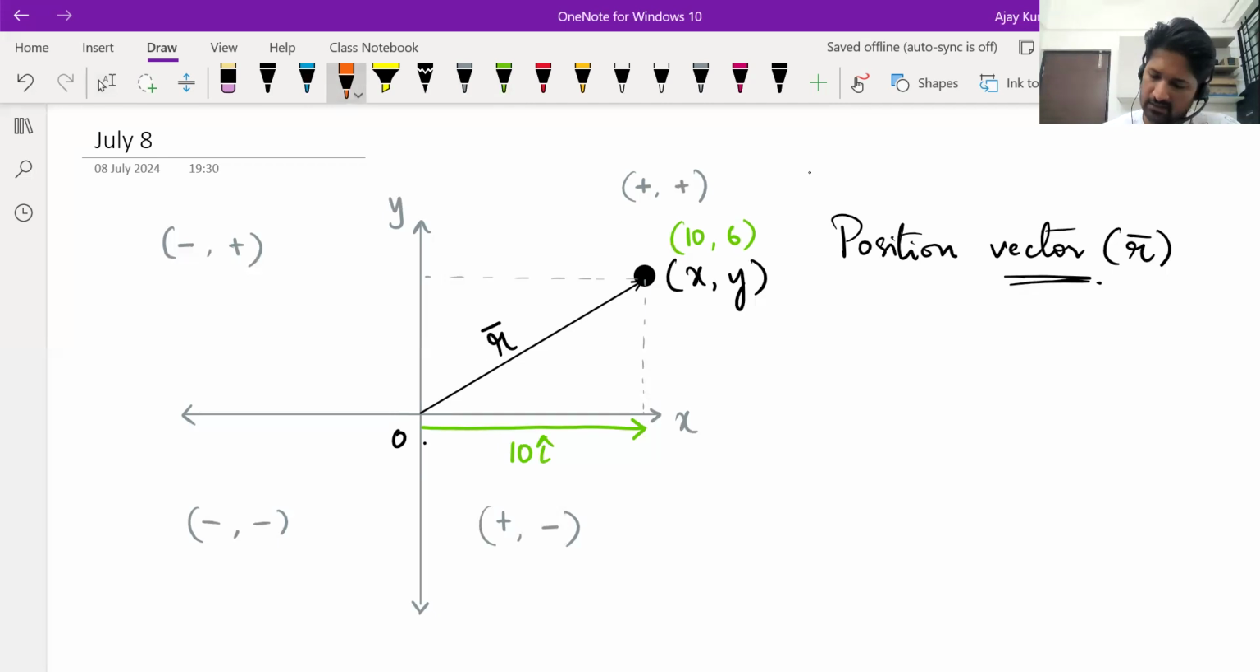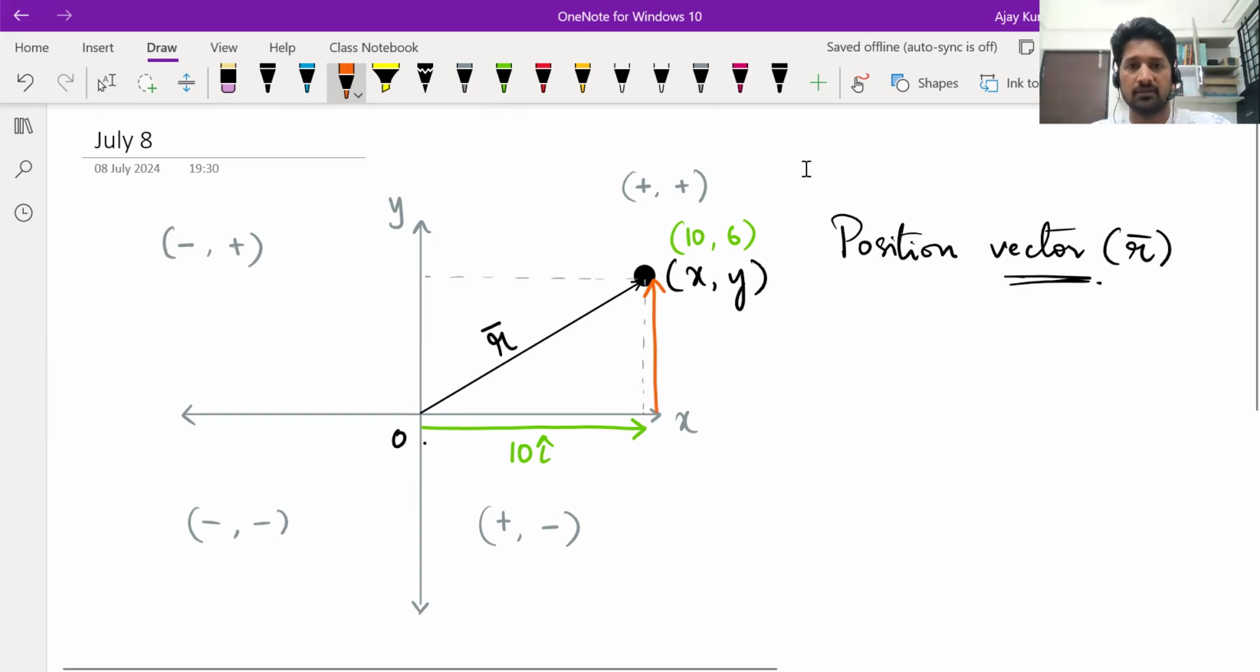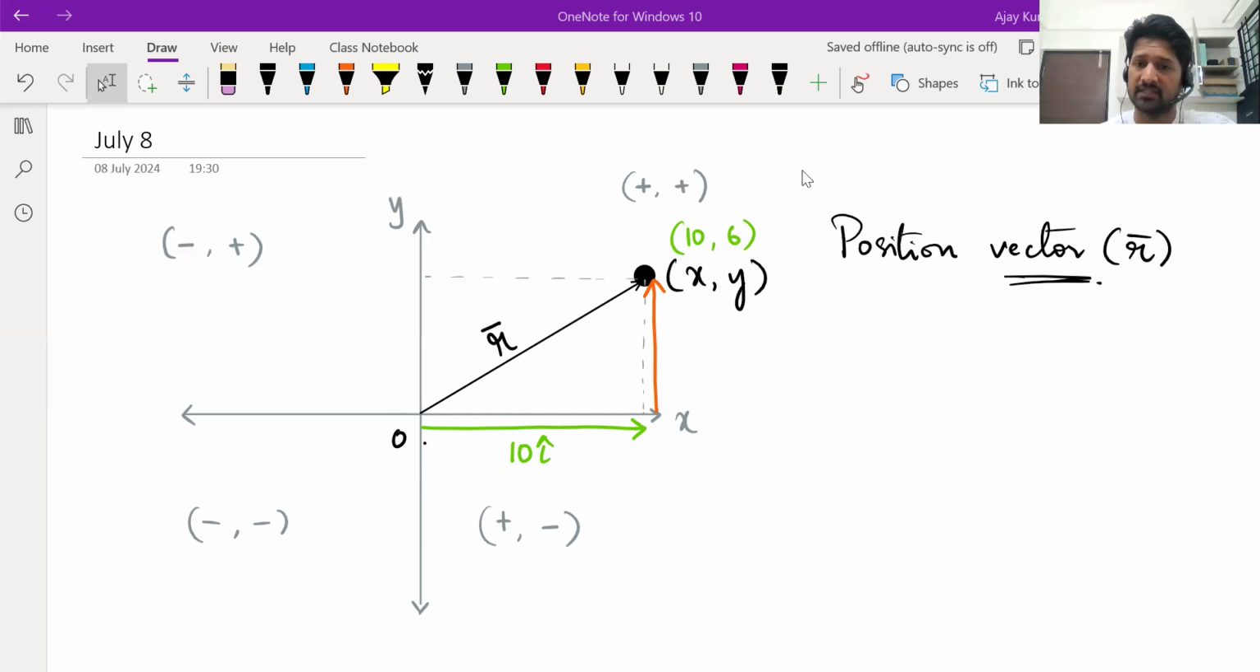Okay. Next, if you consider a vector like this, can any of you tell me how long that will be? What is the length of that vector? Length or magnitude? The point's coordinates are 10 comma 6. Based on that, you tell. How long is that orange vector? 6 units. And it's in which direction? Positive y. So how will you write it as a vector mathematically? Plus 6j. 6j cap. Okay, correct.